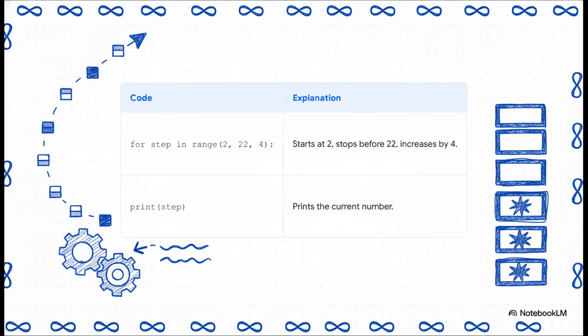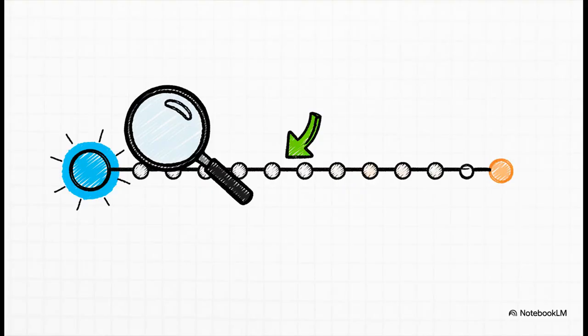range(2, 22, 4) is giving Python 3 very clear instructions. 1. Start counting at the number 2. 2. Stop counting before you get to the number 22. And 3. After each number, add 4 to get the next one. This is so useful when you need to, say, process every 4th item in a huge file without looking at the others. Okay, talk is cheap.